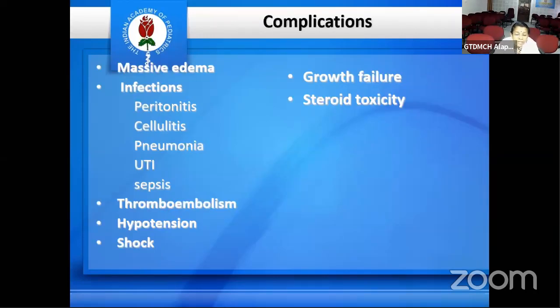The complications that you usually see is massive edema. As we have discussed, you can call it anasarca. And infections; the most common infection is peritonitis. The less common ones are cellulitis, pneumonia, UTI, and sepsis. The second complication is thromboembolism. And the third one, in certain patients, you can experience hypotension and shock. Hypotension and shock is due to the extravasation of intravascular fluid into the extravascular space, which can lead to hypovolemia, leading to hypotension. Then growth failure and steroid toxicity. Growth failure can also result from chronic steroid usage.